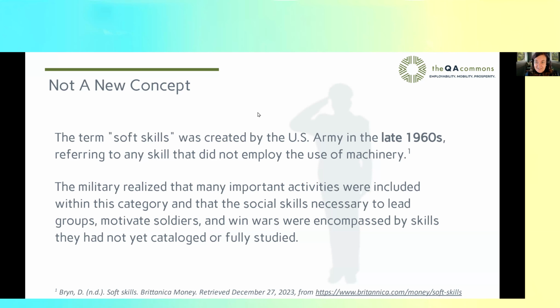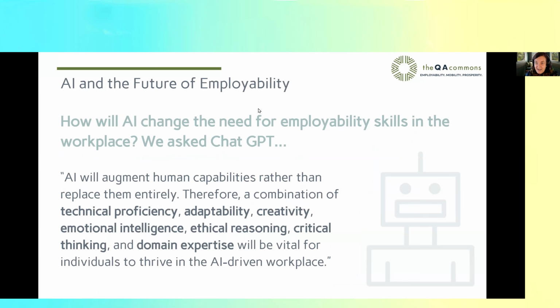And it's a difficult topic because a lot goes into it. Right now, I think it's a little different than the 1960s, and we're thinking about AI and the future of employability. So we asked ChatGPT, why not? How will AI change the need for employability skills in the workplace? What it said was, AI will augment human capabilities rather than replace them entirely. Therefore, a combination of technical proficiency, as I was talking about, but also adaptability, creativity, emotional intelligence, ethical reasoning for sure, critical thinking, and domain expertise are going to be vital for individuals to thrive in the AI-driven workplace. So this is a lot of what we are thinking about right now. This is where we feel like we are on this topic.